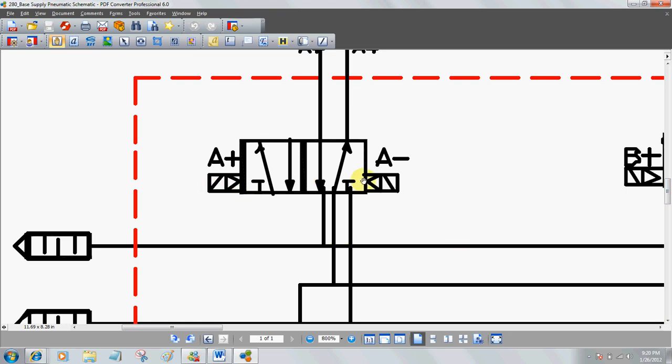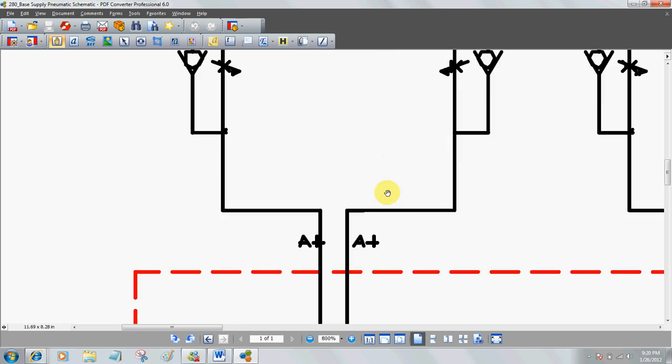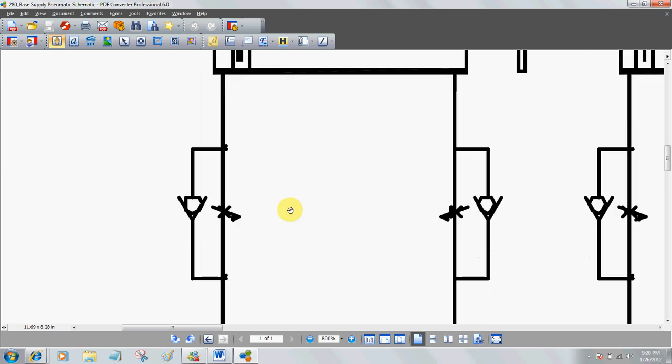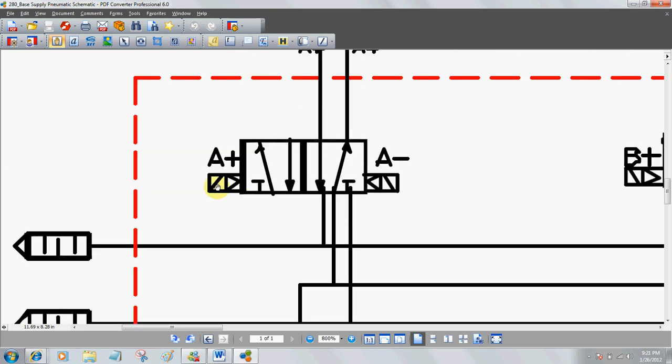So what this means now is it's going to take a signal to extend and retract. So it would take an output to extend the cylinder or an output to retract it, depending on which position it's in, due to the fact that it has two electrical coils on the end of it.